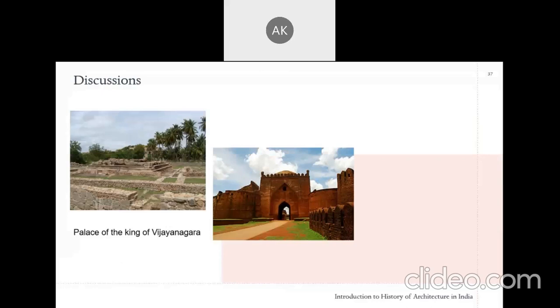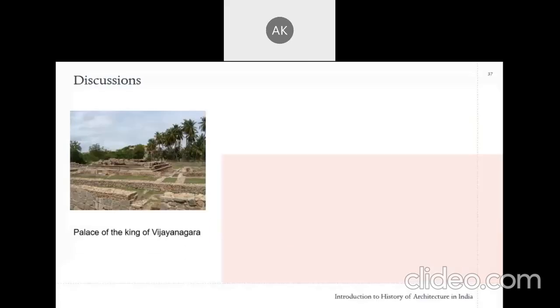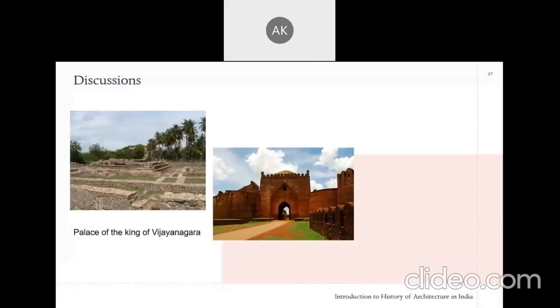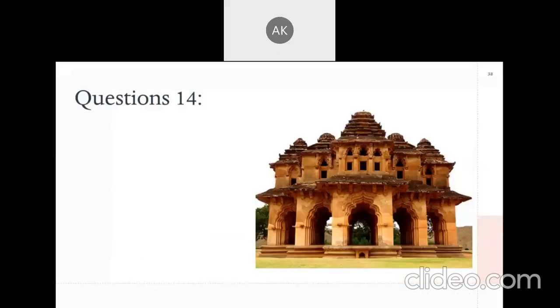Can you identify this one? Two options are remaining: Fort of Bidar or Jami Mosque of Bijapur. The second one, the Fort of Bidar. Okay, correct. What about the third one? This is, of course, the Jami Mosque of Bijapur. Right, Bijapur. Okay.